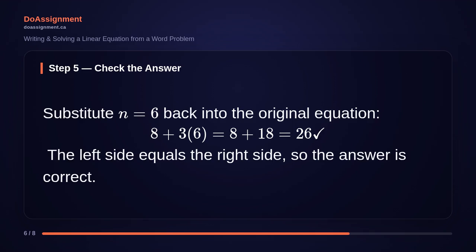Let's check our answer by substituting 6 back into the original equation. 8 plus 3 times 6 equals 8 plus 18, which equals 26. That matches the total bill, so our answer is confirmed.